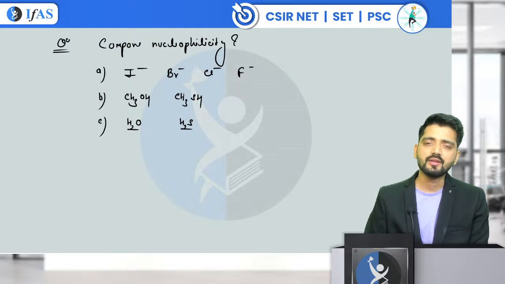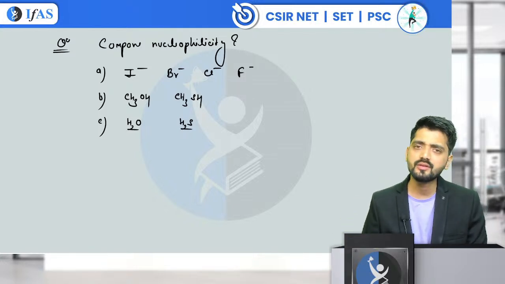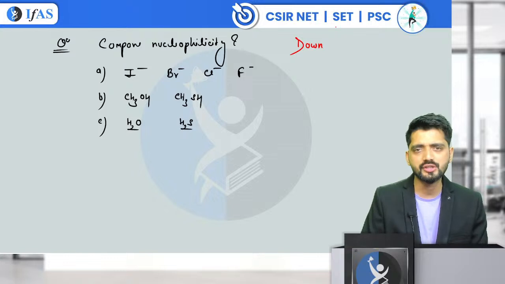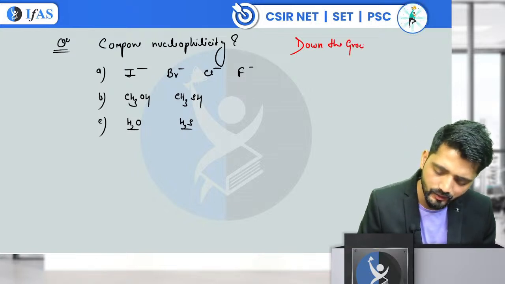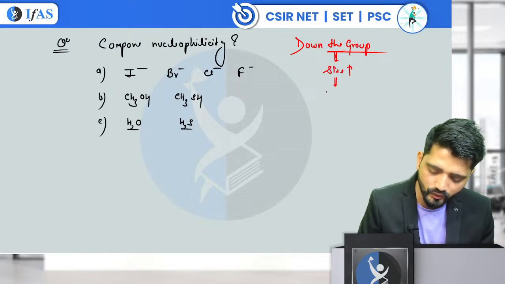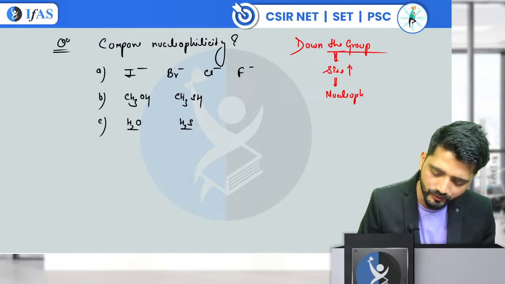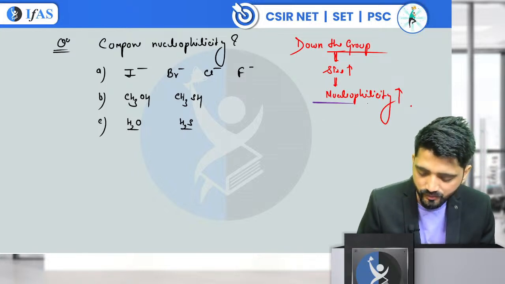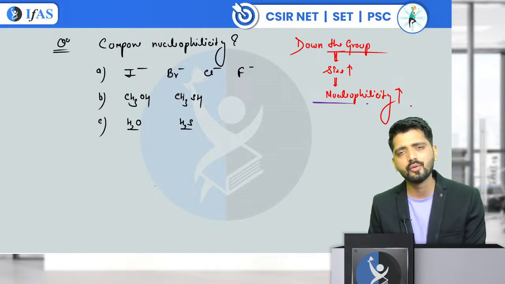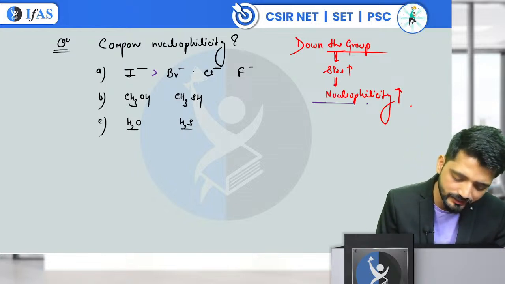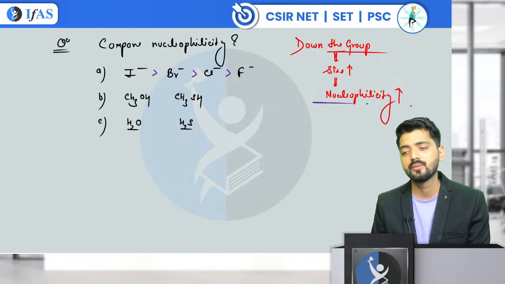You will observe a pattern. Since if size is bigger, the nucleophilicity is going to be high, what we observe is that when you move down the group in the periodic table, the size increases. If size increases down the group, then of course nucleophilicity is also going to increase. So now it becomes very easy for us to answer such questions. I minus will be of fifth period, bromine of fourth, chlorine of third and fluorine of second. So the order is I minus, Br minus, Cl minus, F minus.